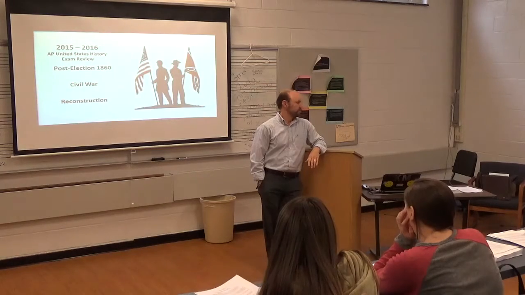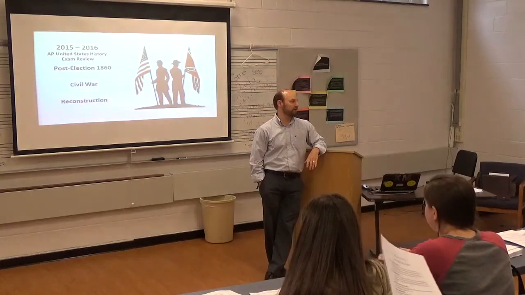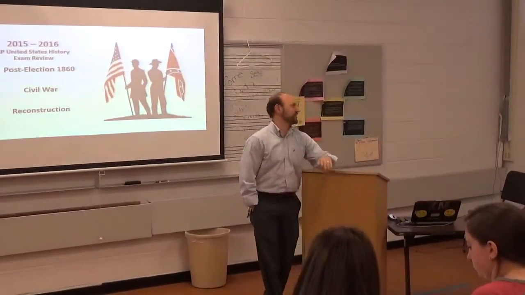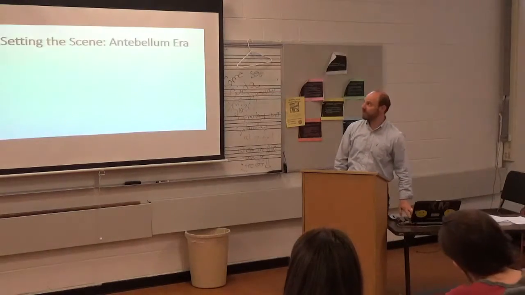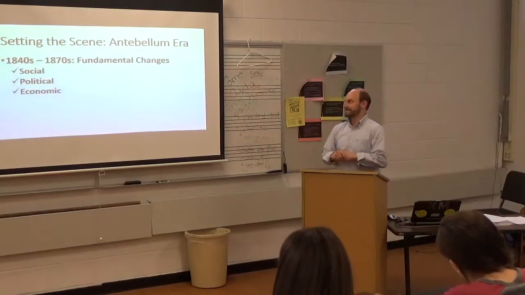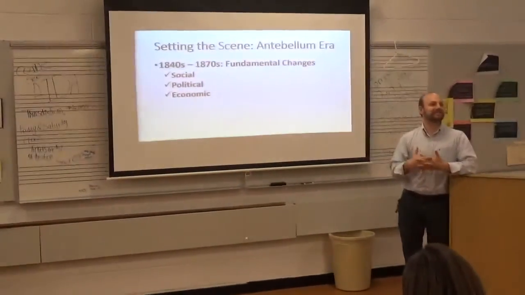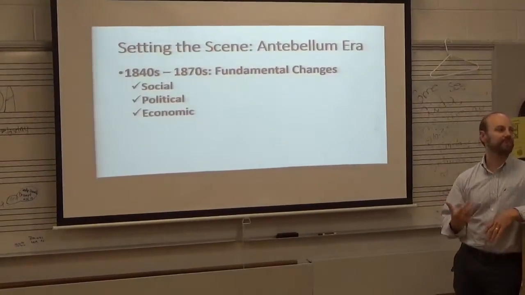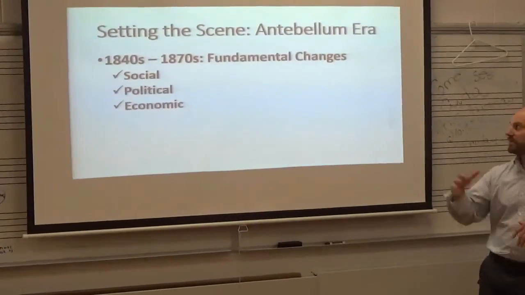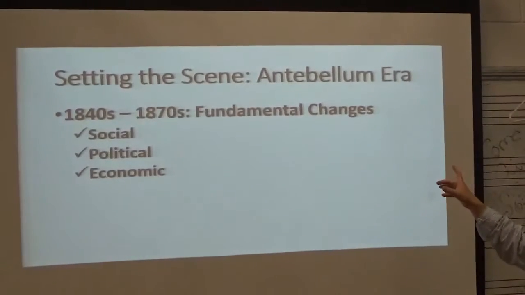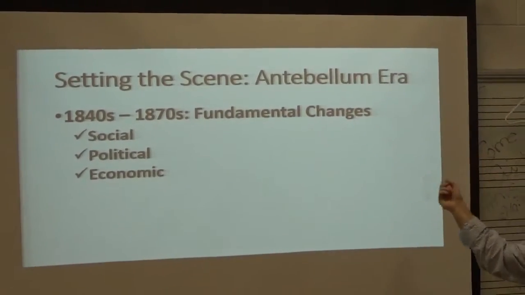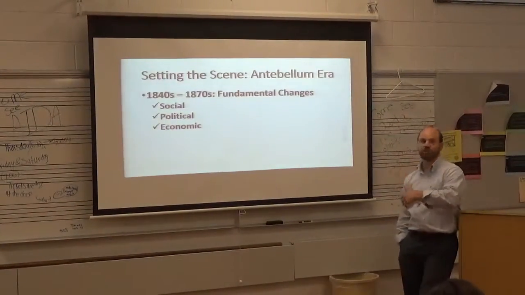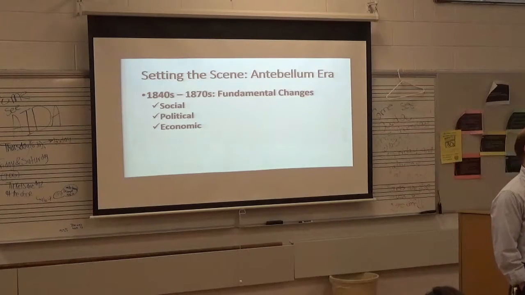So why don't we start? With the election of 1860, that's where Mr. Uplinger left off. We've got a major election, with four candidates. We know the outcome, and we're going to set the scene leading up to that election. We call this antebellum America, the decades leading up to the Civil War. Recognize the fundamental changes that are going to take place in American society between these decades. Antebellum refers to pre-Civil War, but it's going to take you up to the 1870s. Social changes, political changes, economic changes during this time period.